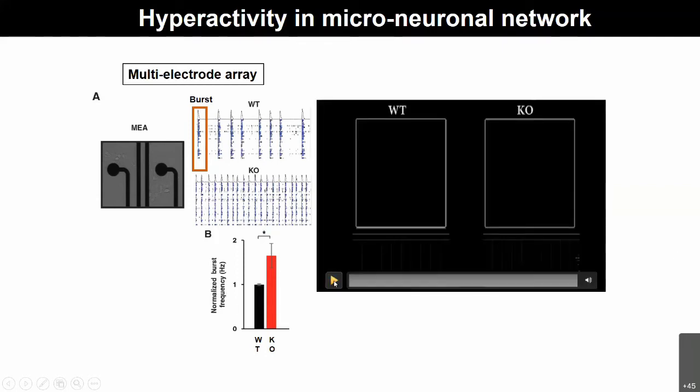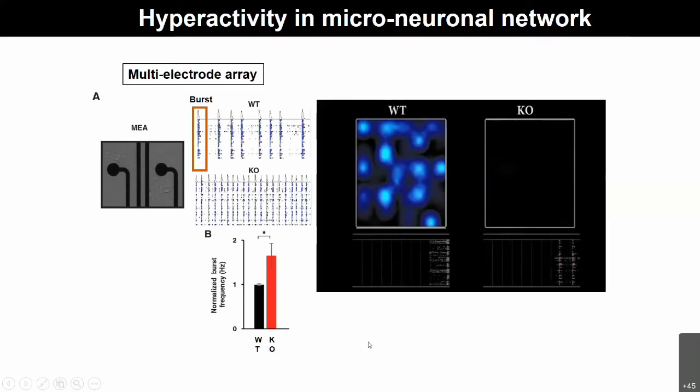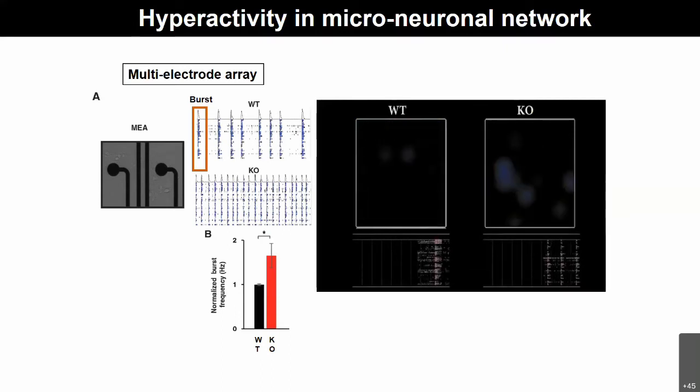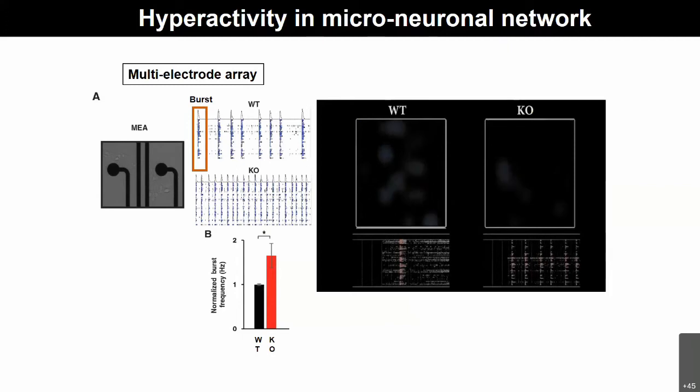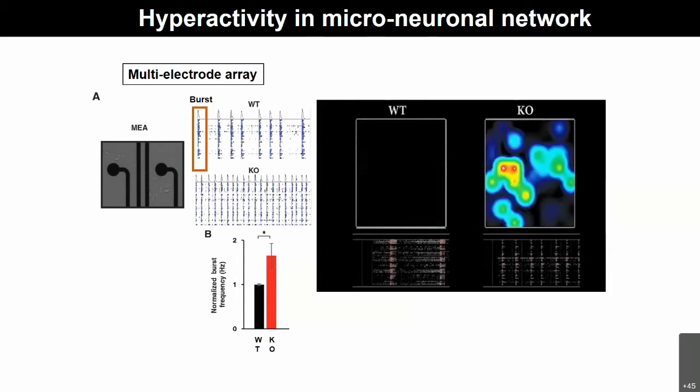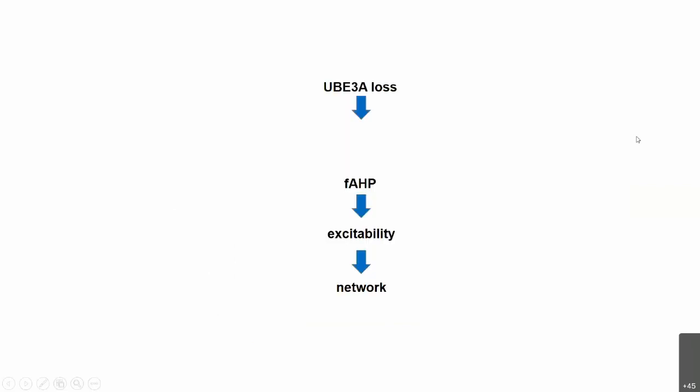This is perhaps better visualized through a movie here. You can see that the knockout cells seem to have this synchronized bursting a lot more often than the wild-type cells. All right, so what I showed you so far is that UBE3A loss causes an fAHP increase, excitability is also increased, and that leads to a network dysfunction.